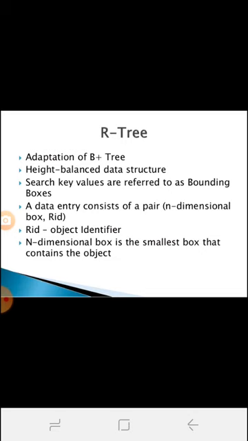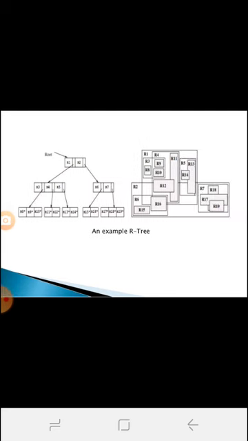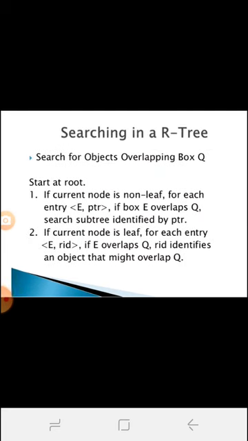Then R trees. An R tree is like a binary search tree with constraints, very useful for range and nearest neighbor queries. The R tree is also used as a spatial access method, that is, for indexing multi-dimensional information such as geographical coordinates, rectangles and polygons. This is the R tree example.